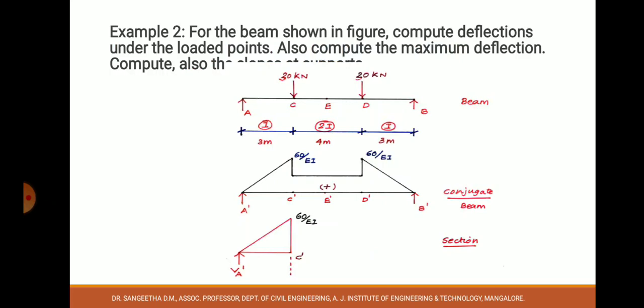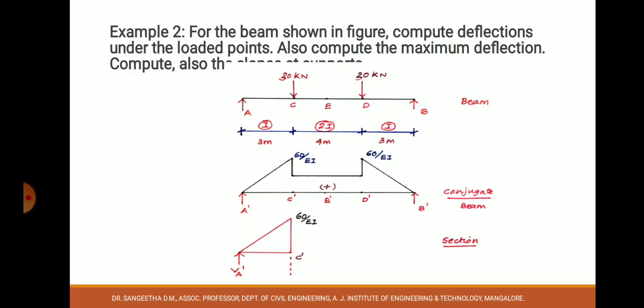Here the cross section properties are changing. The loads are the same, 30 kilonewton, 30 kilonewton, and they are equidistant as well, but the cross section is changing. For the AC span it is I, for the CD span it is 2I, whereas for the DB span it is I.